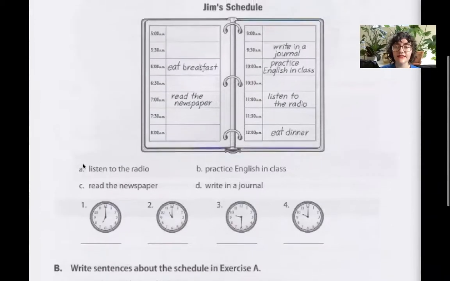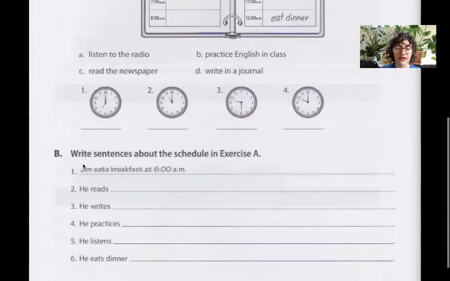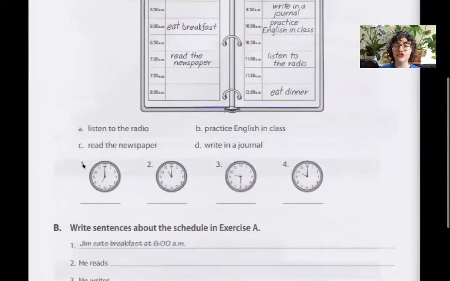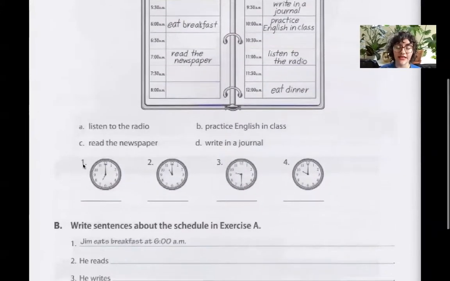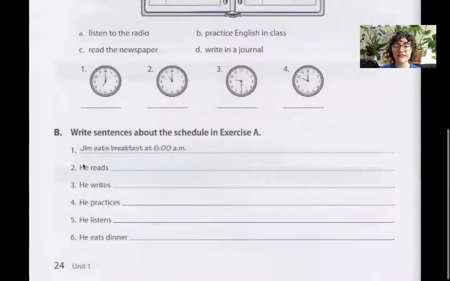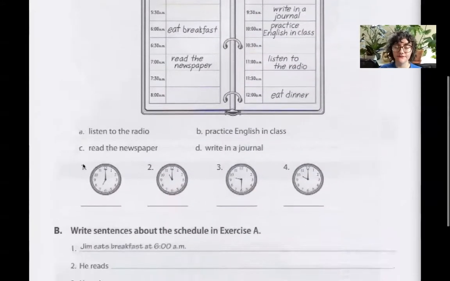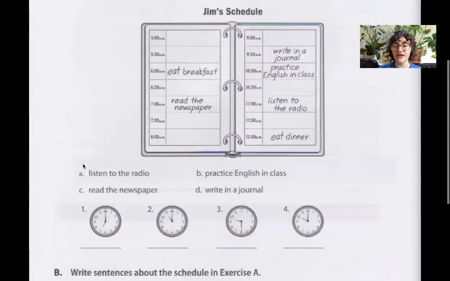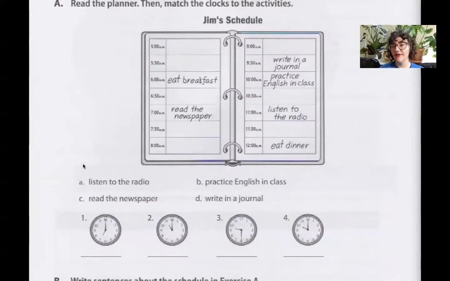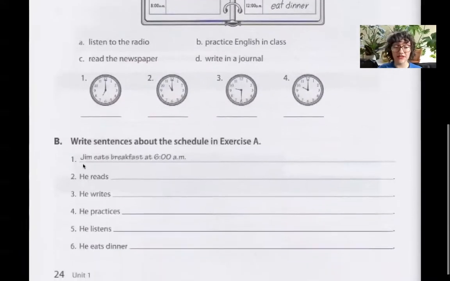He writes in a journal at 9:30 a.m. He practices English in class at 10 a.m. He listens to the radio at 11 a.m. He eats dinner at 12 p.m., right? So there are sentences that we can say, right?